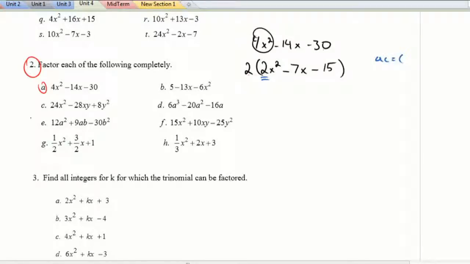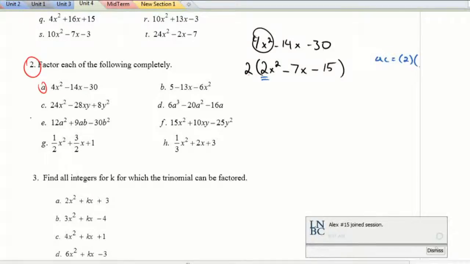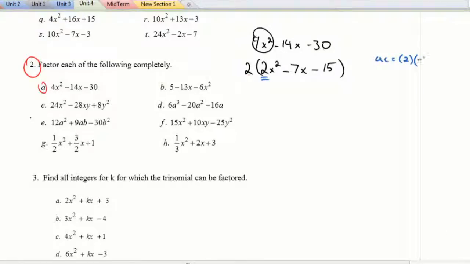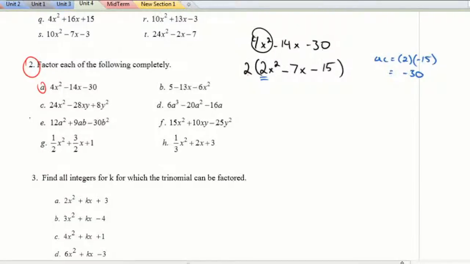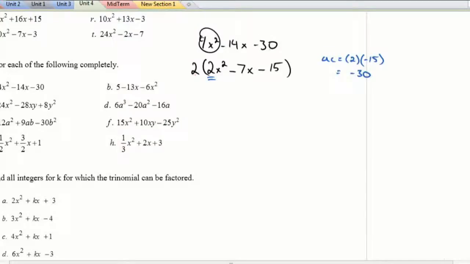So I have to do what I call the AC method. So I'm going to take my a, which is a 2, and the c, which is a negative 15. I'm going to multiply those together and it gives me negative 30. All right. So I have negative 30 is my multiply to number. So I can write that down, multiply to negative 30, and then add to my middle term, in this case, negative 7. So I need numbers that multiply to negative 30 and add to negative 7.